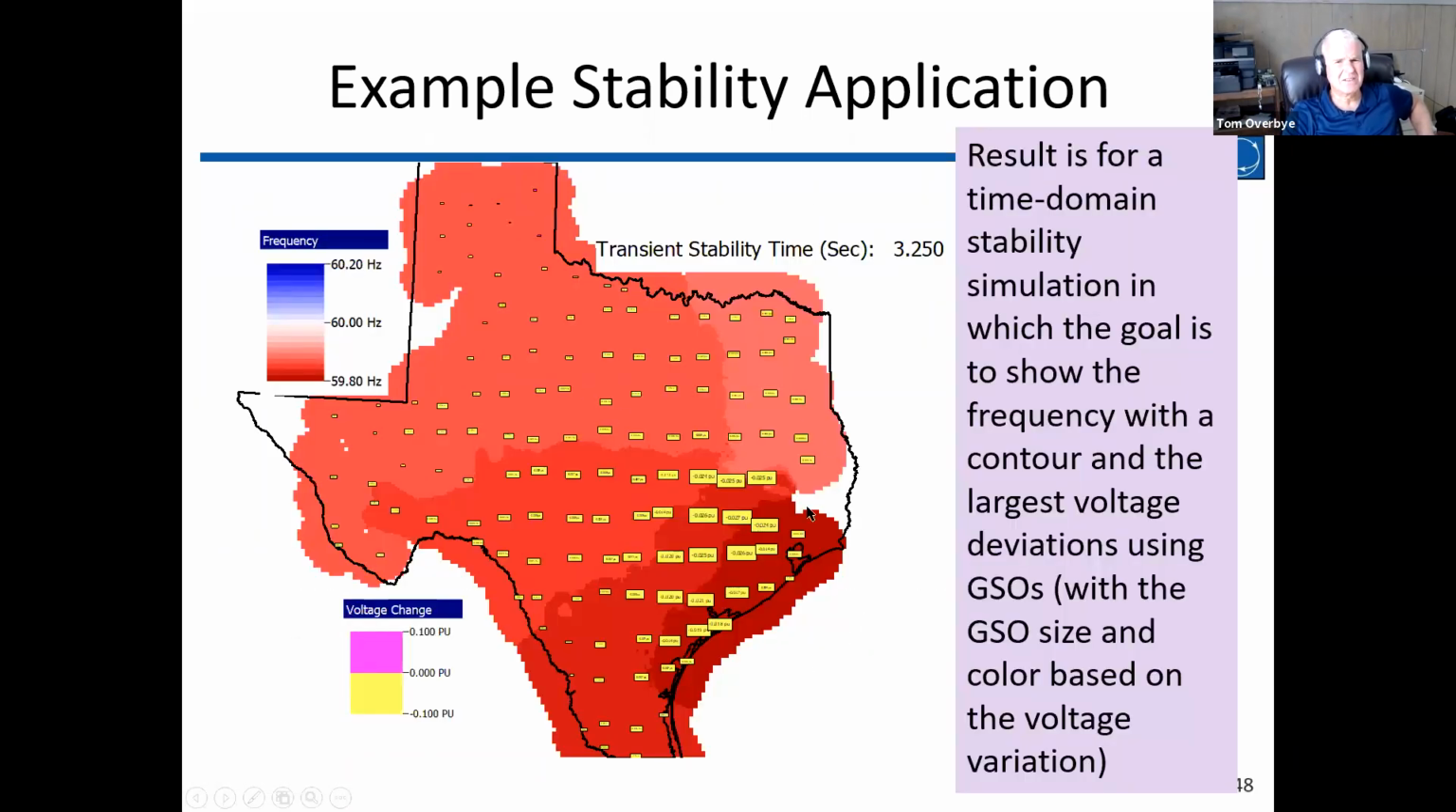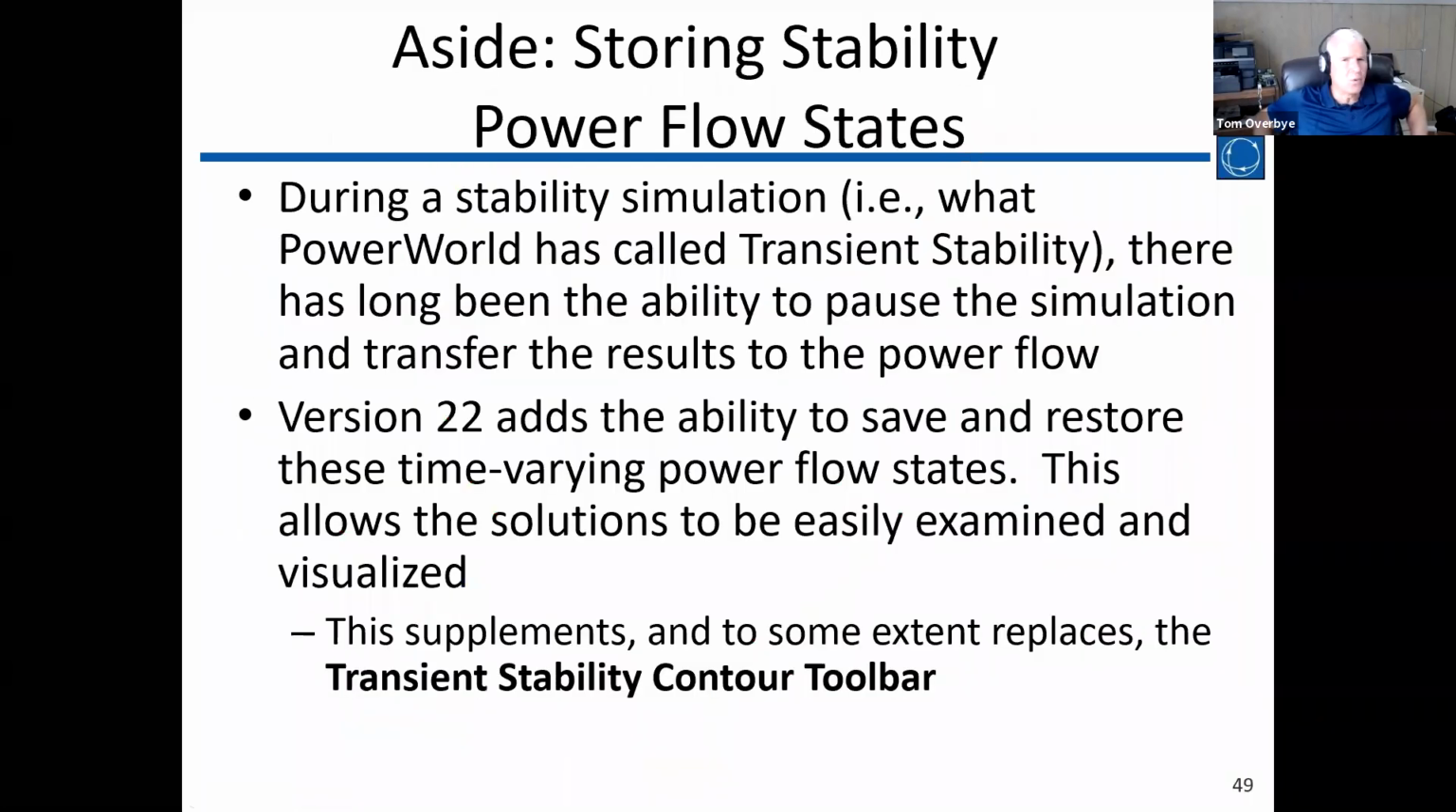This is that same Texas grid, a 7,000 bus grid, with results from stability, what PowerWorld calls transient stability. Now what I'm doing is I'm using the GDV summary object, or the GSO, to show the change in voltage in the area for each group of buses. And then I've got a background contour, which is actually a whole bunch of little GDV substation objects that I use to contour the frequency. I'll show you how to get to this in just a second. But before doing that, I have to give a quick aside.